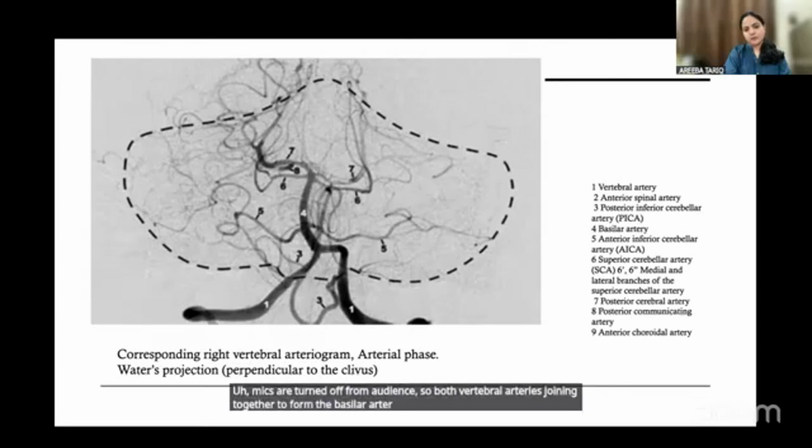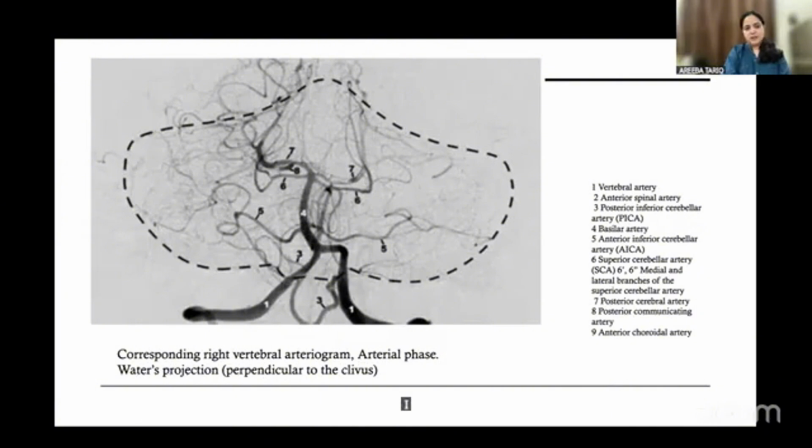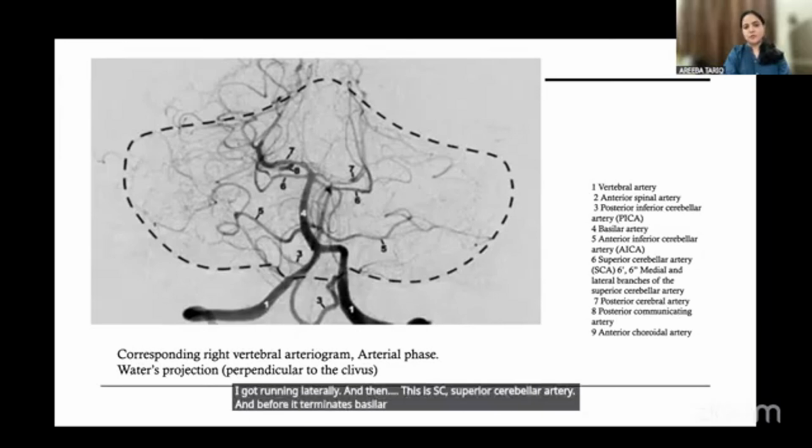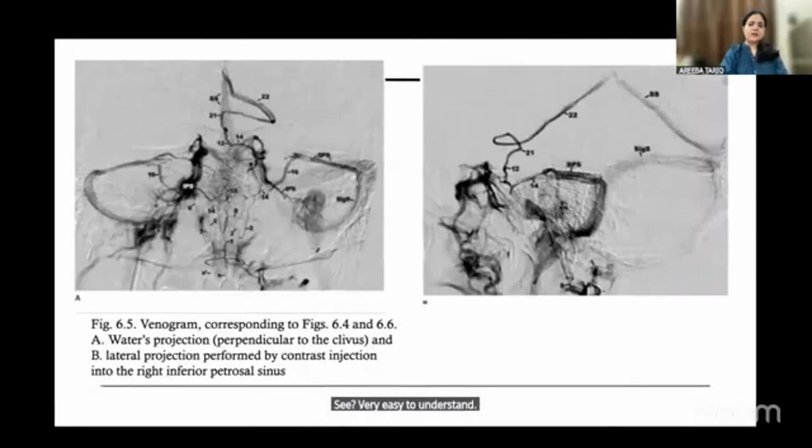What are these arteries? These are PICAs arising from the vertebral arteries. What are these two paired arteries arising from the basilar artery? These are AICA running laterally. And then this is SCA, superior cerebellar artery. And before it terminates, the basilar artery terminates into two posterior cerebral arteries labeled by 7. See, very easy to understand once you have gone through the anatomy.